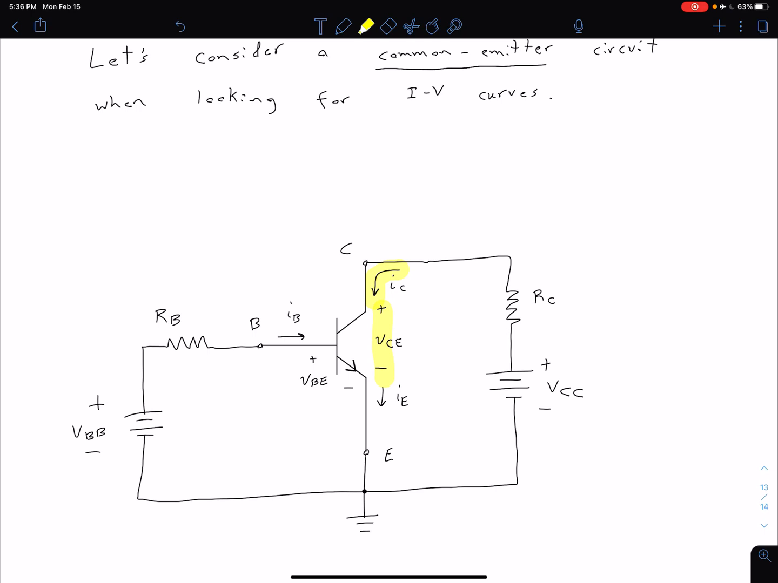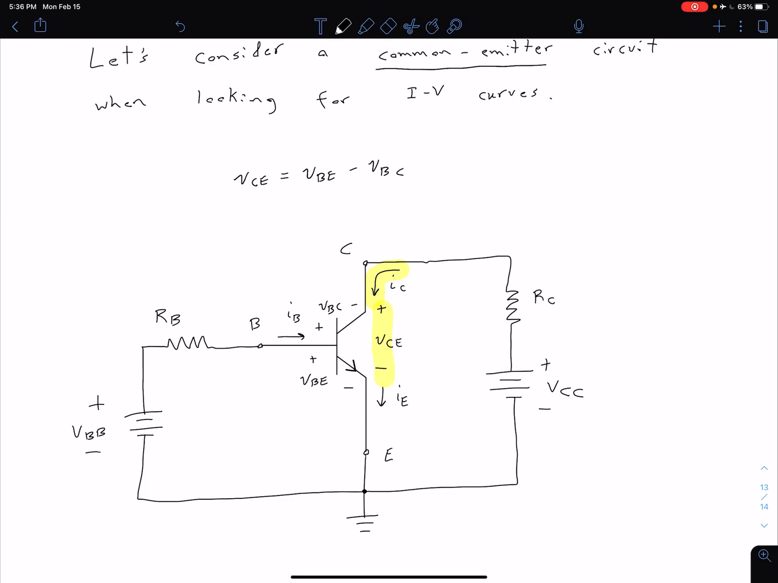One thing to note is we could do a pseudo KVL here. Let me label as well my base-collector voltage. We could do a pseudo KVL around this loop here, again starting anywhere and going any direction. And we could see that our VCE is equal to VBE minus VBC.